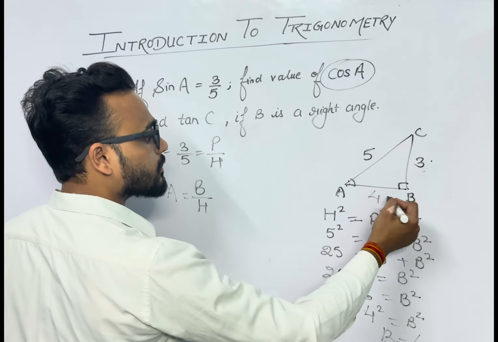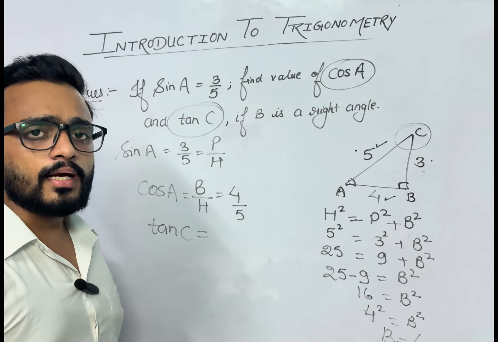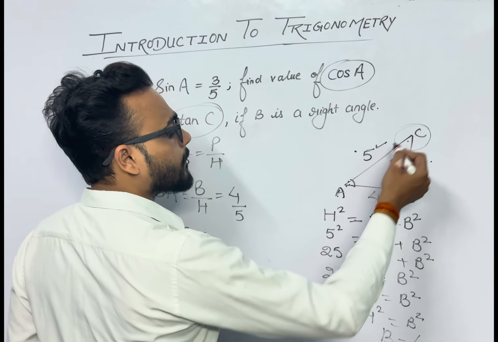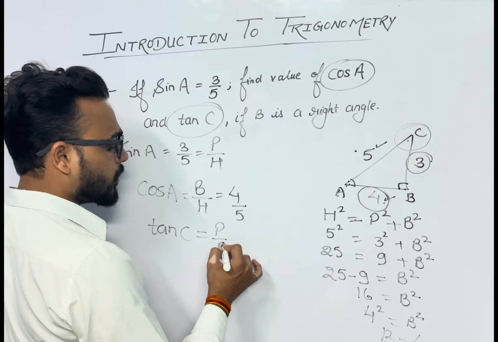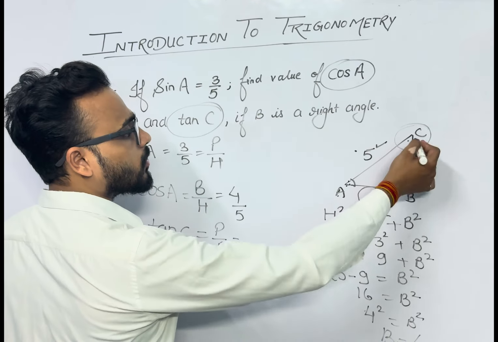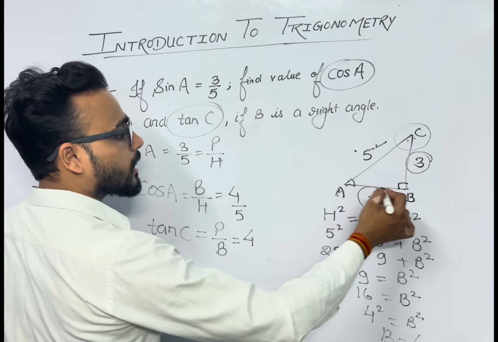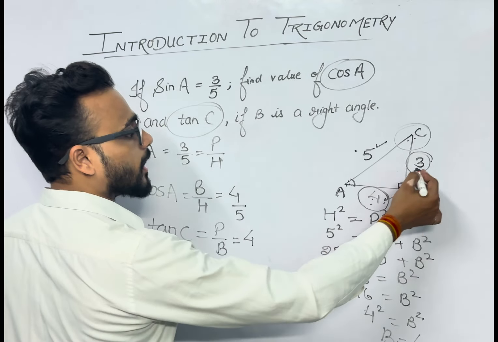But if we take the value of tan C, according to this, C is our angle. C is our acute angle, and according to this angle, the perpendicular is now 4 and the base is now 3. So tan stands for perpendicular upon base. So the value of perpendicular according to this angle is 4, and the value of base is 3. So the value of tan C is 4 by 3 and the value of cos A is equal to 4 by 5. Understand?